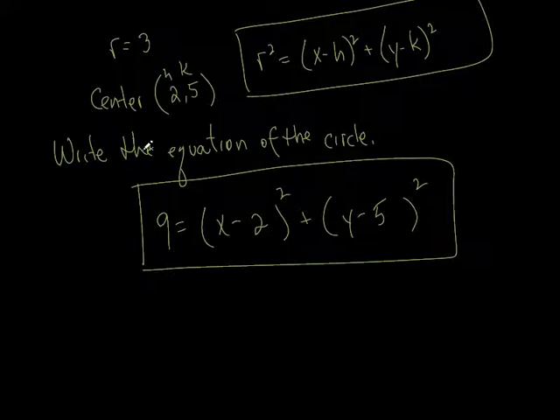Kind of. All right. What if I said this? What if I said the radius is the square root of 17 and the center is (negative 5, 7)?